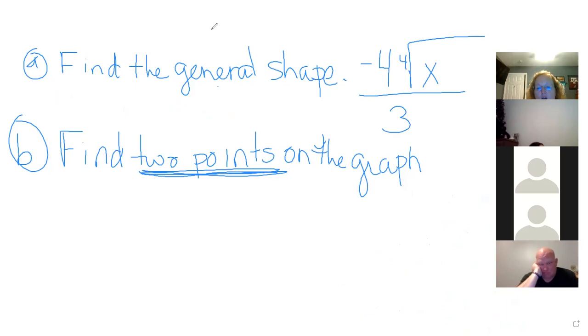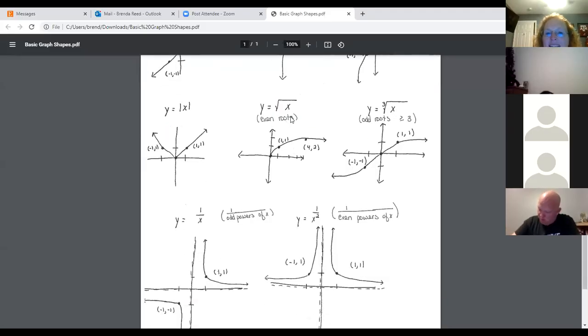Yes. Okay. So first things first, let's look at the shape. Now this negative 4 and this 3 are going to come into play when we pick points, but right now, we're going to talk about the shape, and then we'll talk about that negative in a second. So fourth root of x. Let's come over here to my cheat sheet. Fourth is an even root. Everybody agree with that? Yes. Okay, so that means it's going to be this graph.